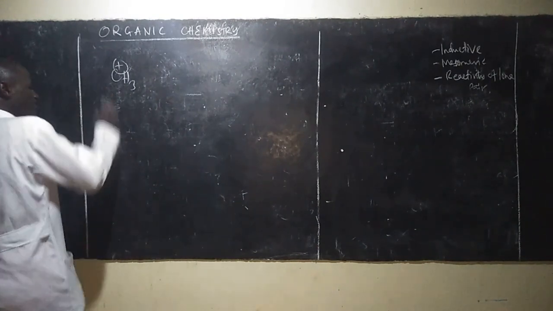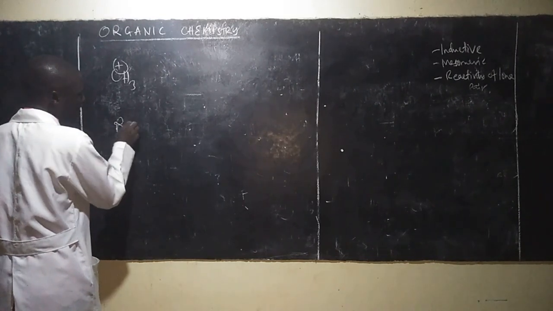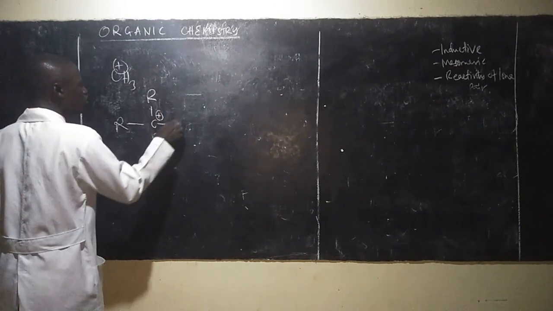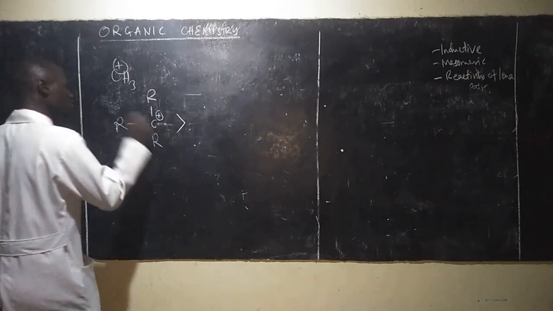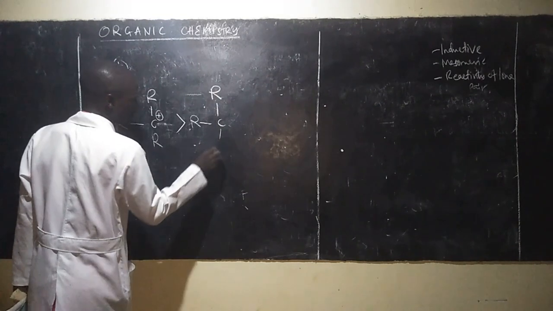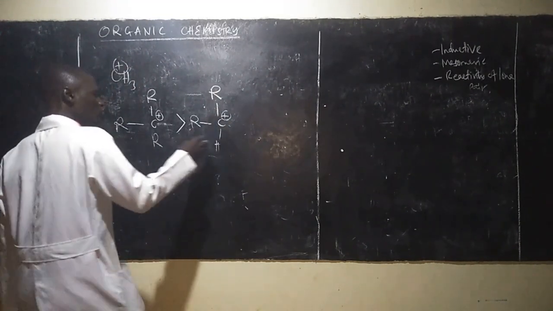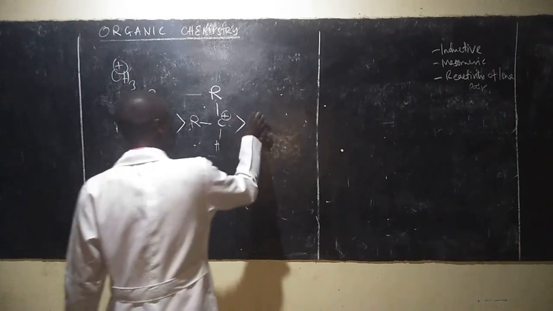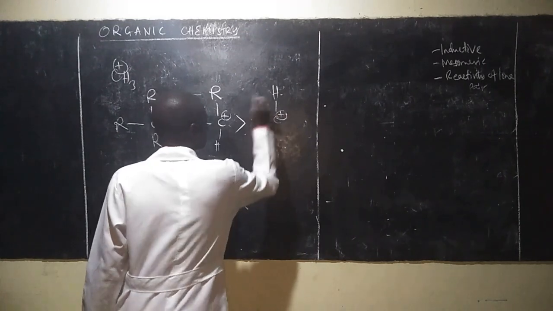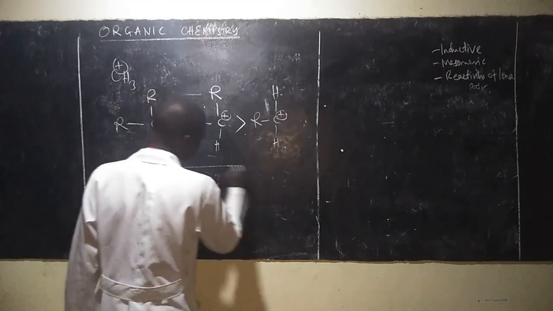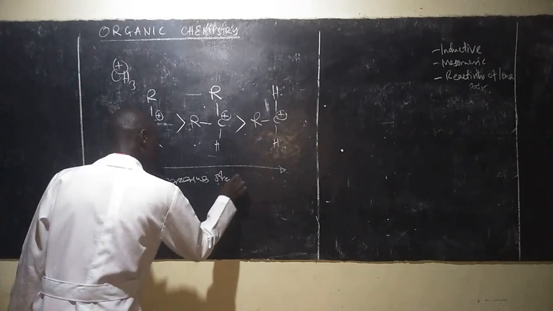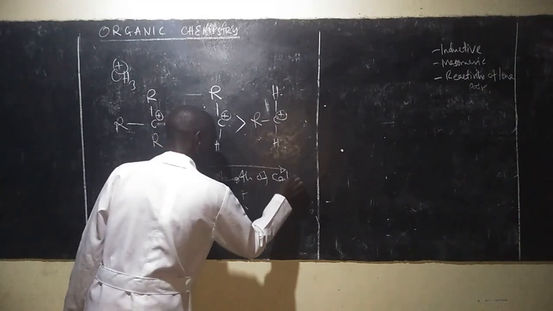So, any alkyl group having positive charge can be regarded as a carbonium ion. Now, if we have a carbonium ion attached to 3 alkyl groups, R, C, R, this one will be stronger as compared to the one which is attached to 2 alkyl groups, R, carbon, R, then H. This also will be stronger as compared to R, then C, hydrogen. This is the series of decreasing strength of carbonium.